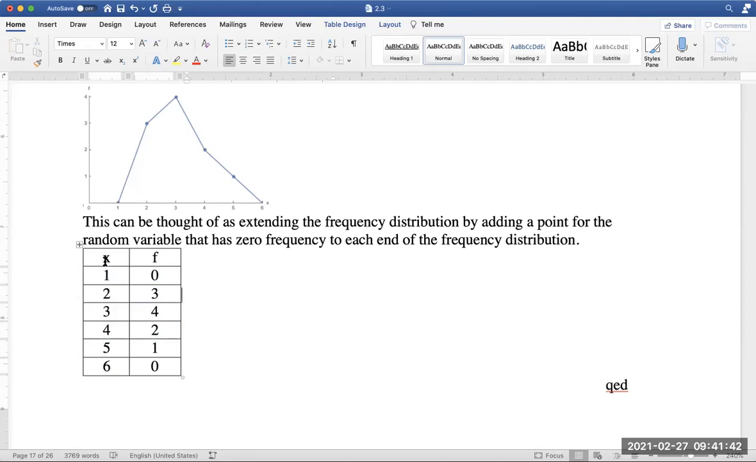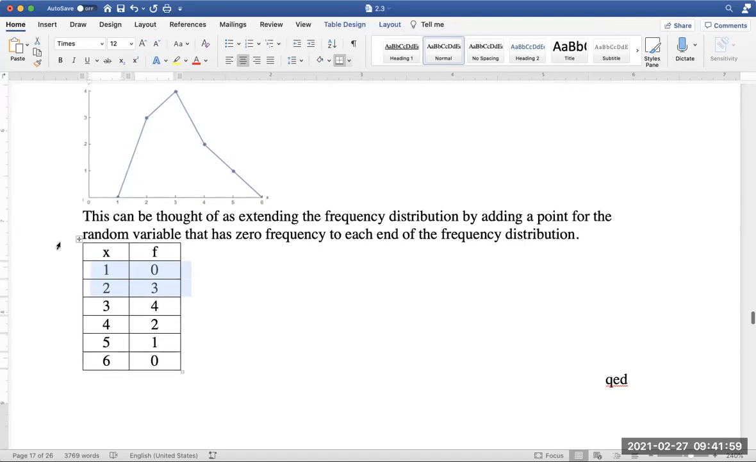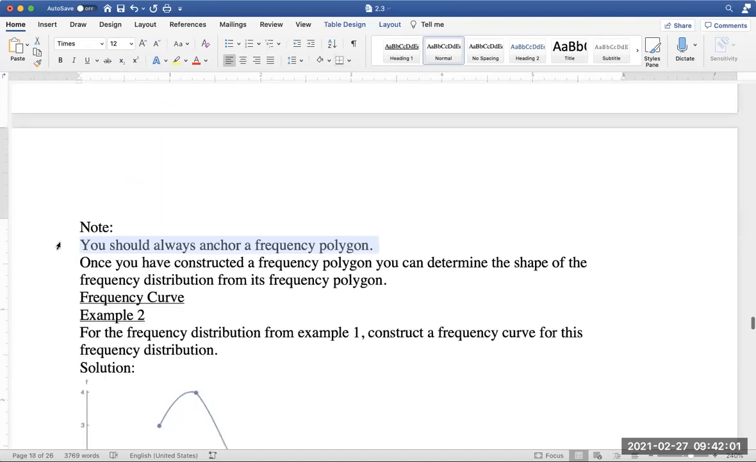We just sort of expand out our frequency distribution so that it has one additional class or one additional data value at each of the endpoints, so that then these are anchored. So you should always anchor a frequency polygon. Once you have constructed a frequency polygon, you can determine the shape of the frequency distribution from its frequency polygon.